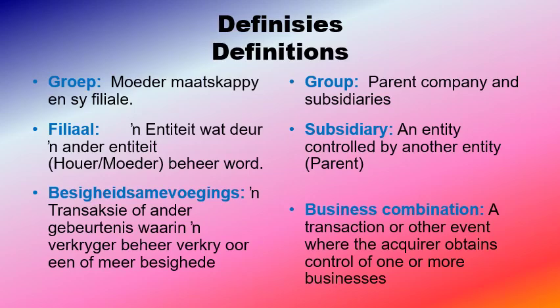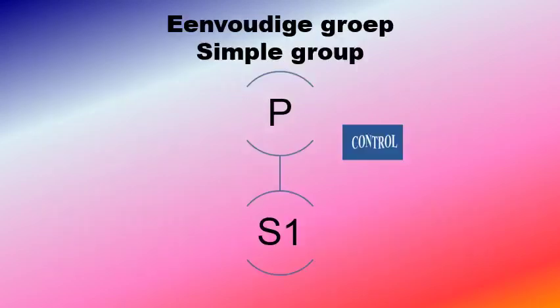Now, this is important because we usually only have group statements when we've identified that there is a business combination. The first type of group that we get is called a simple group, and it's just that. It is the simplest type of a group. It's where you have your parent company, which your textbook would refer to with a P, which controls its subsidiary, which is the S that your textbook will refer to. So a simple group is just the parent company that controls a subsidiary.